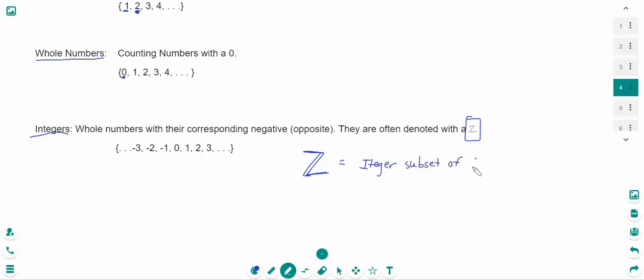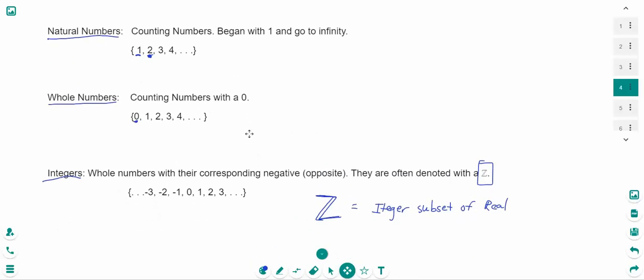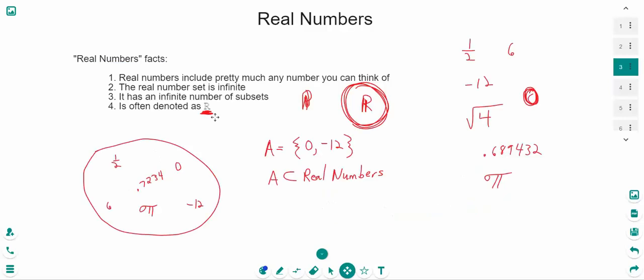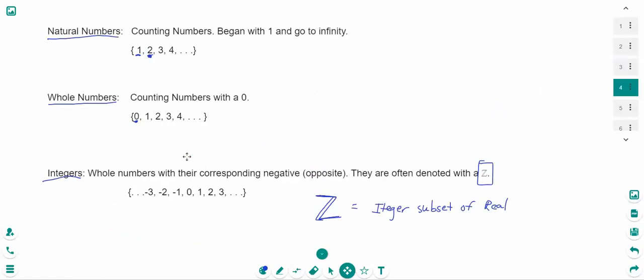of the reals. Because notice all of these numbers, again, just to emphasize this, all of these sets that we've been talking about, our natural numbers, our whole numbers, and our integers, they are all part of the real numbers. So all of these sets live inside of this real number world right here. Okay, they're all subsets of the real numbers.